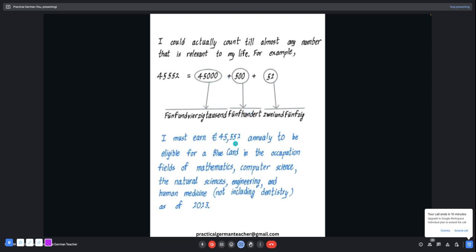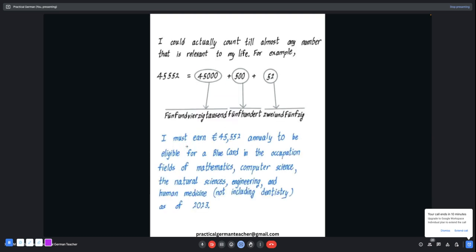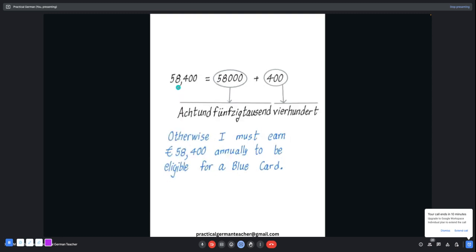So you divide this into as many parts as you can, and then you try to read. By the way, this is the salary. I think 1 month ago, this was the salary which you needed to get a blue card in the occupation field of mathematics. So like where there are fewer people in Germany who can take this job. This number. 58,400. Okay. Again, I think 2 months ago, this was the limit. So if you take a job for which there is scarcity of people who can do this job, then this was the limit for blue card, and this was the limit for any other job for which there is no scarcity of the workforce.